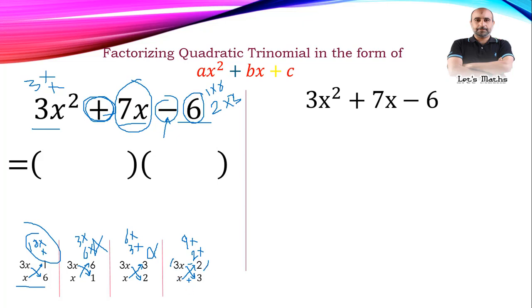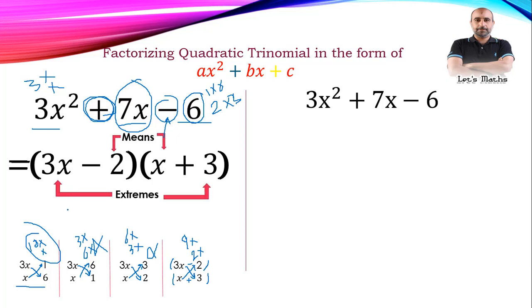Then these two brackets and these are the other two brackets, just like 3x minus 2 and x plus 3. Now you can verify your answer. How? Find the product of the extremes and the product of the means. It will be 9x. 3x multiply 3, and negative 2 multiply x equal negative 2x.